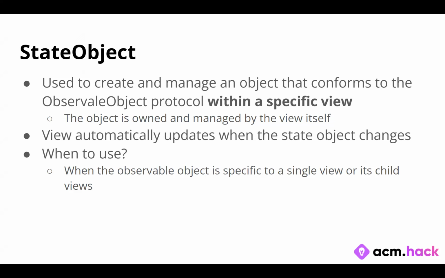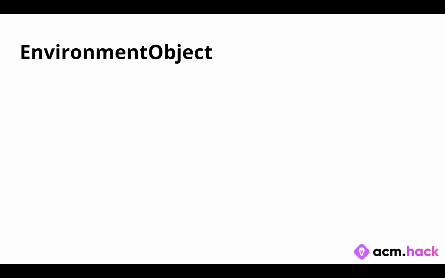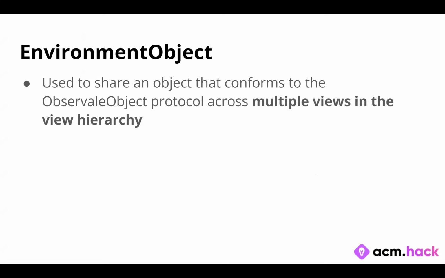Okay, I'm going to keep going, but please shout out if it's confusing, because I know that I was definitely confused when I was first making these slides. So yes, just let me know. All right, okay, the last kind of state object method that I'm going to talk about is something called an environment object. This is used to share an object, like the observable object before, across multiple views in the view hierarchy.